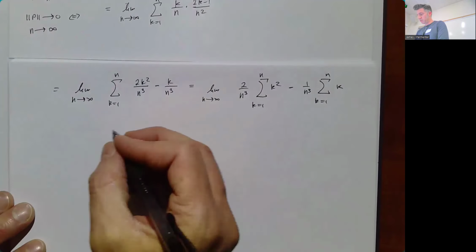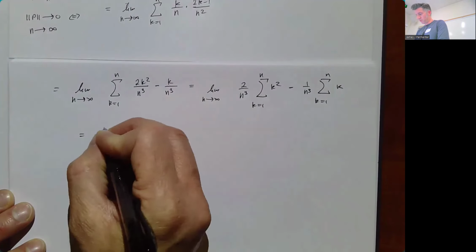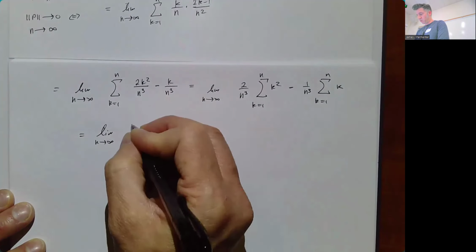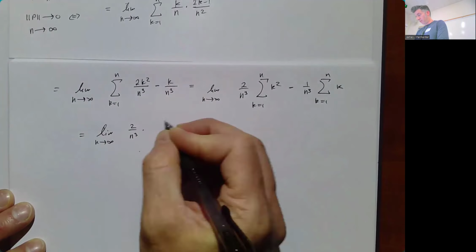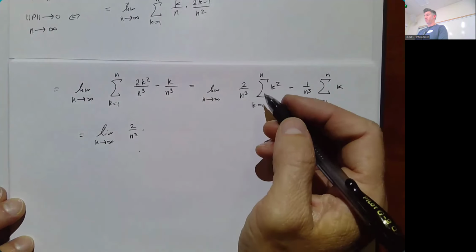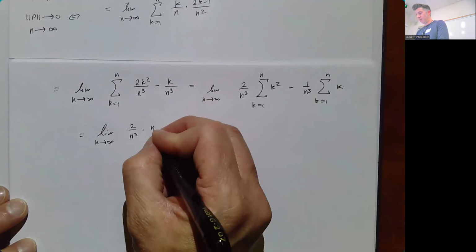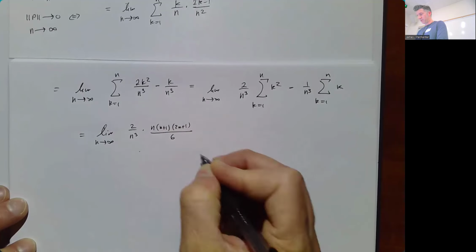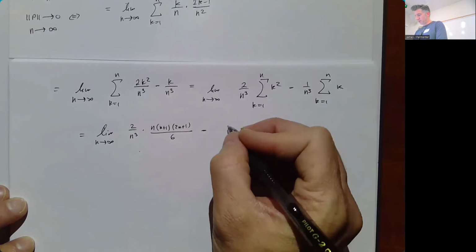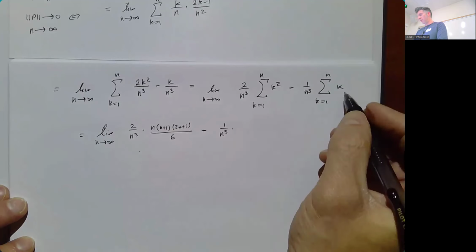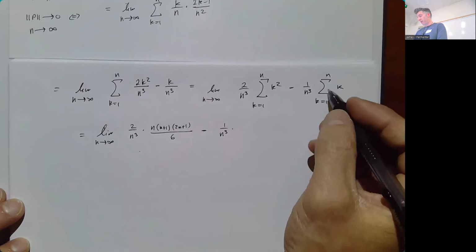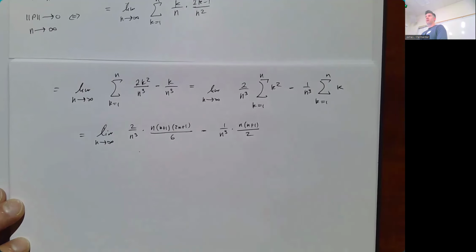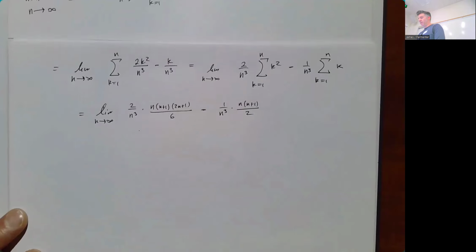Use our formulas. Whoops, we still have a limit. Limit as n goes to infinity, 2 over n cubed. The formula for the sum of the squares of the first n terms is still n times n plus 1 times 2n plus 1 all over 6, minus 1 over n cubed times the sum of 1 plus 2 plus 3 all the way to n, which is n times n plus 1 over 2. All right, everybody should take a minute and finish this limit.